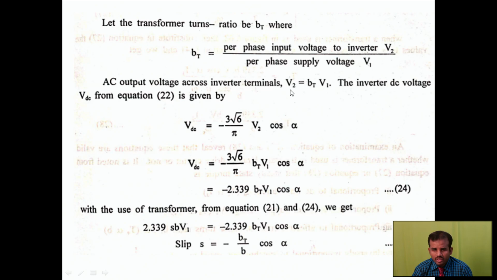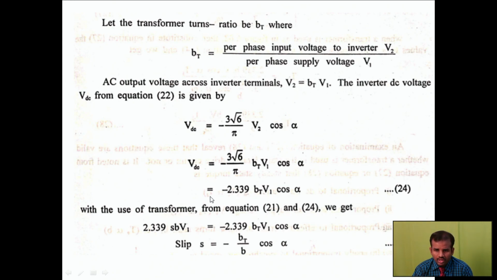Here the AC output voltage across the inverter terminals is V2, so we have to substitute V2, which is nothing but BT into V1. The value of 3 root 6 divided by pi is equal to 2.339. So minus 2.339 BT V1 cos alpha is equal to VDC.